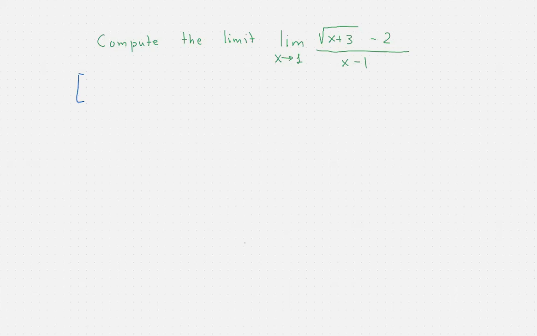What we need to do is try to create the quantity x minus 1 on the numerator. And how do we do this? Please note that if we had, instead of square root of x plus 3 minus 2, the difference of the squares, this would immediately be x plus 3 because the square root cancels with the square, minus 4, which is x minus 1, if only we had the difference of the squares.